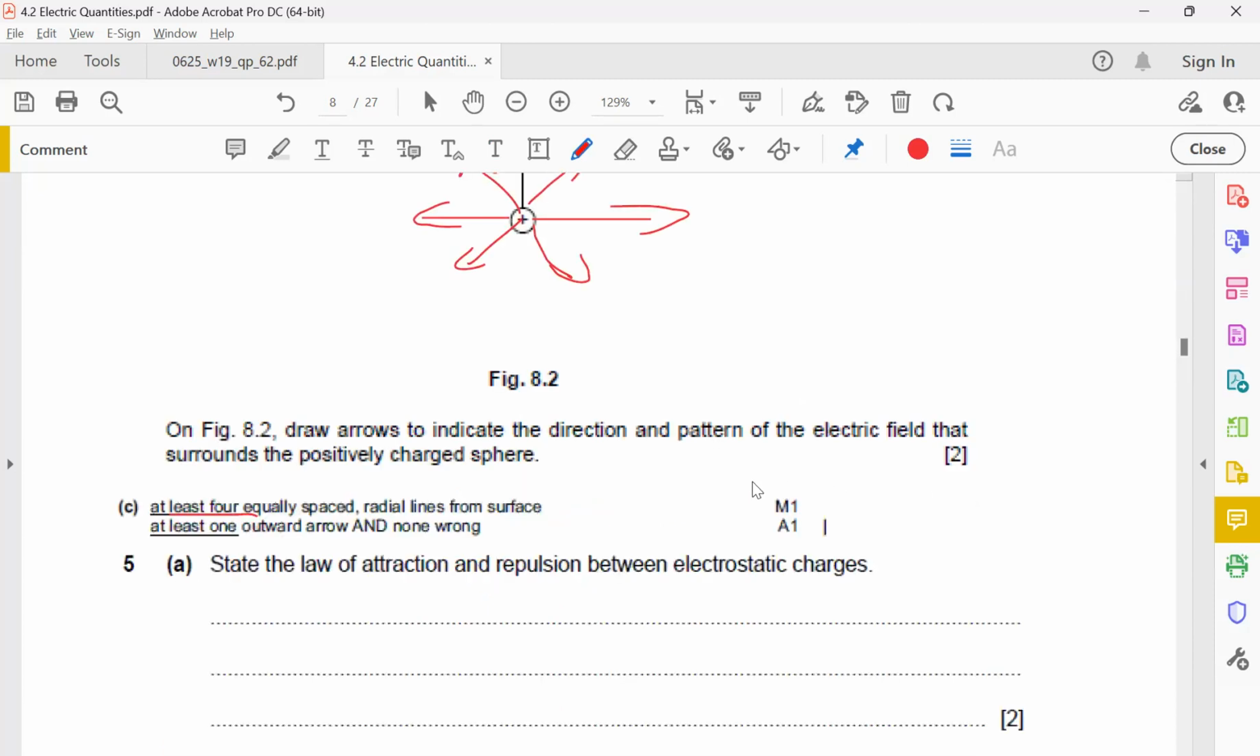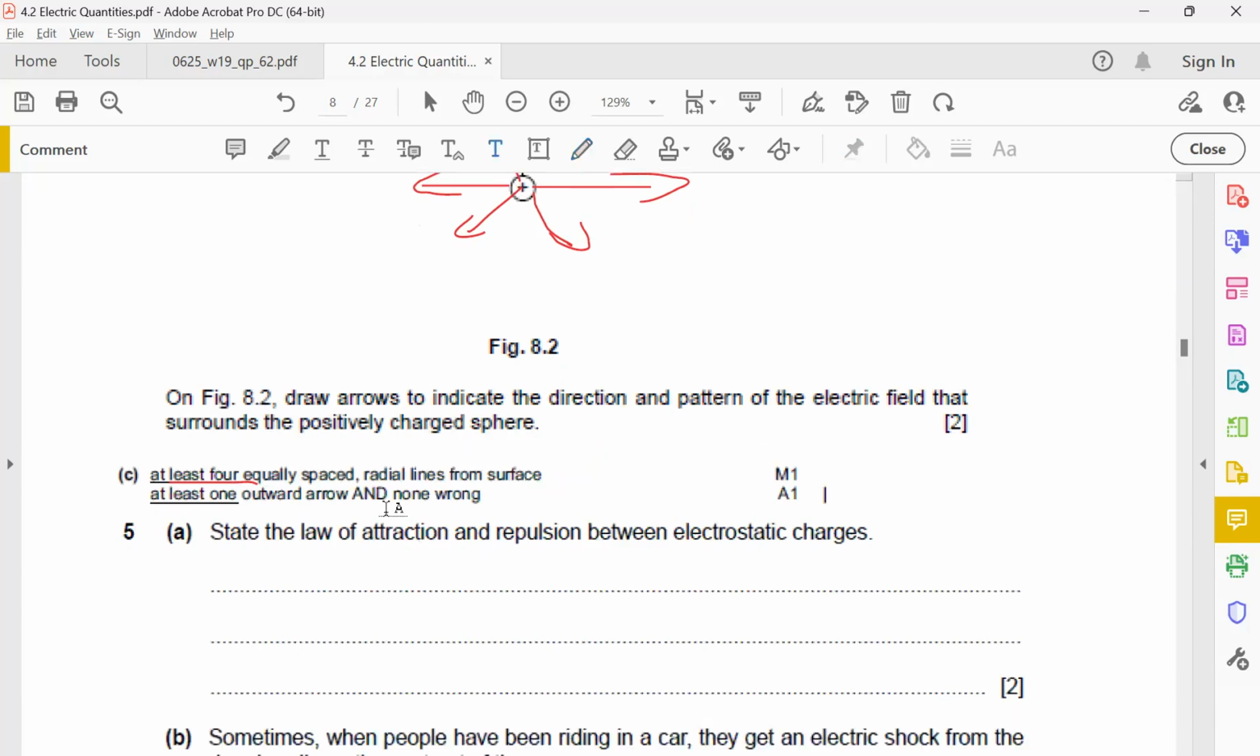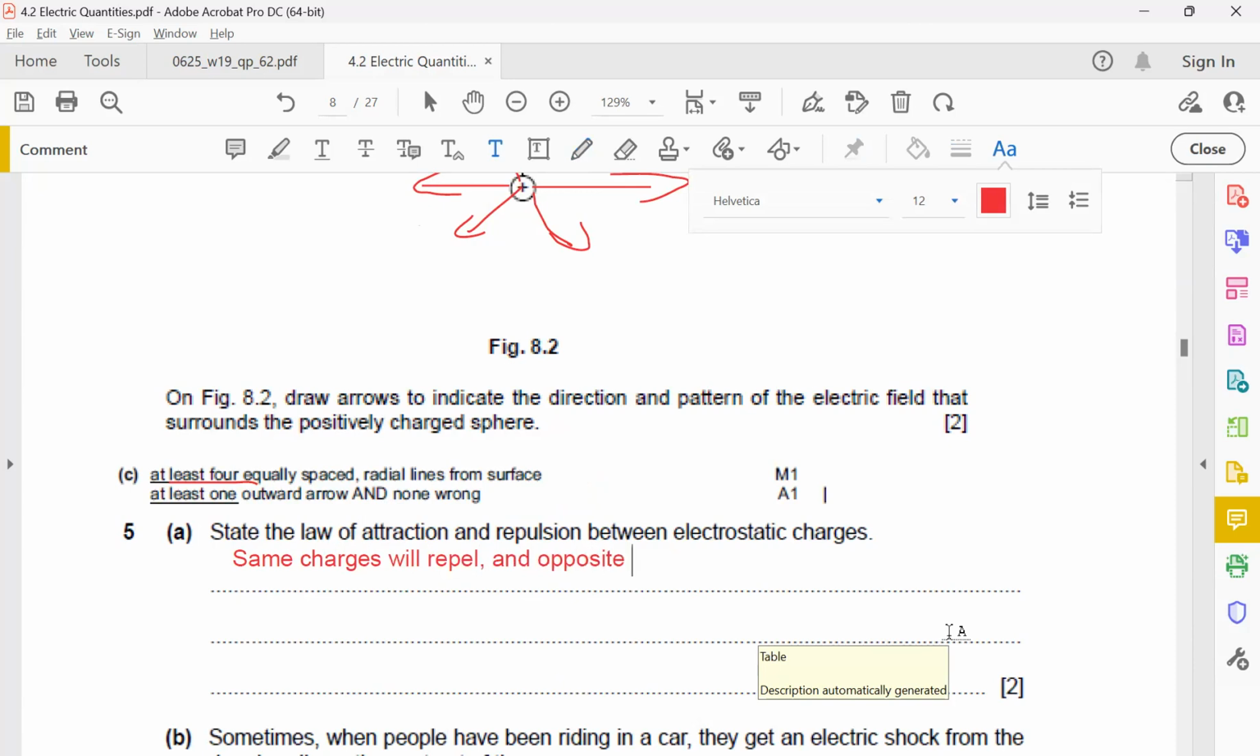Okay, anyways, moving onward. State the law of attraction. This one is a no-brainer. The same charges will repel, and opposite charges will attract. And 3 marks.